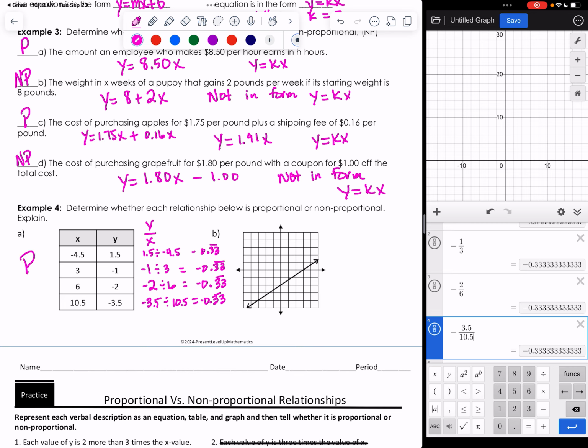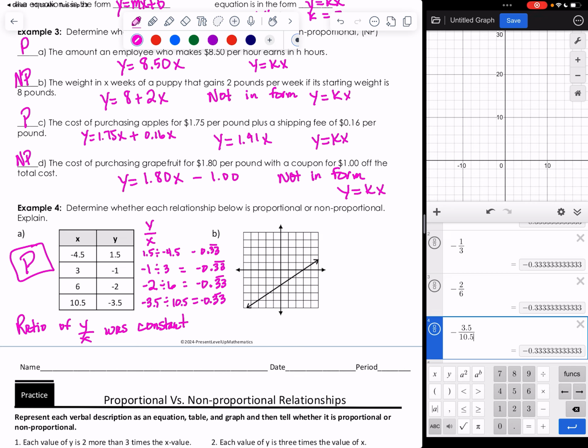So I'm going to put P for proportional, and then I'll put the reason why. Ratio of y to x was constant.